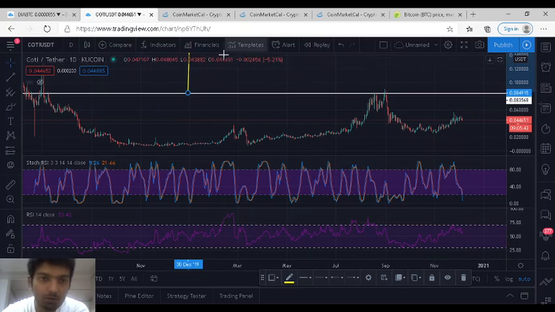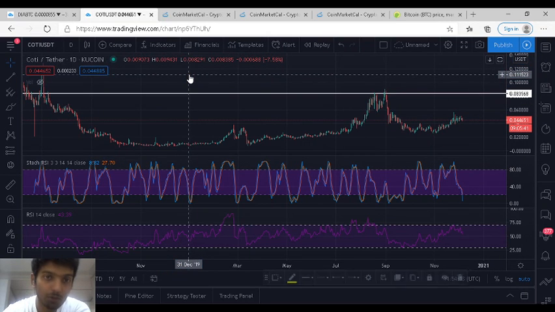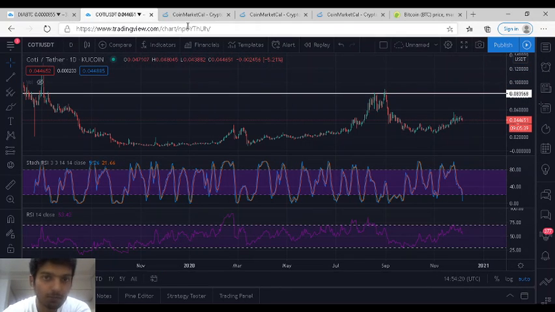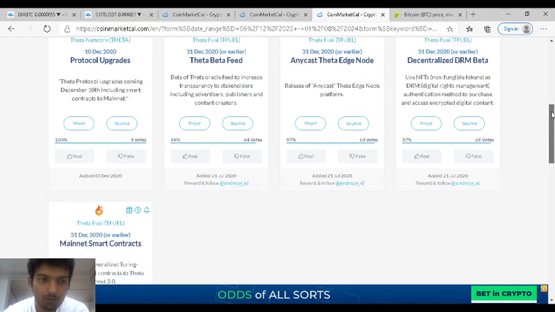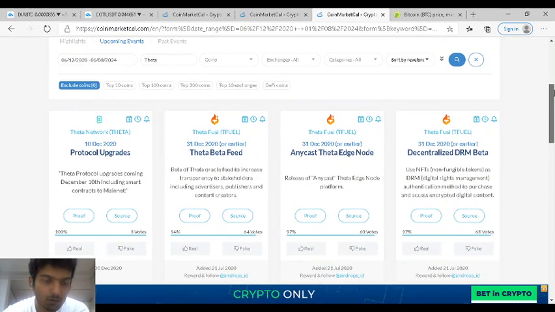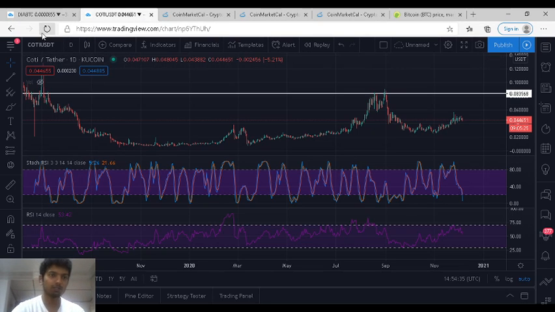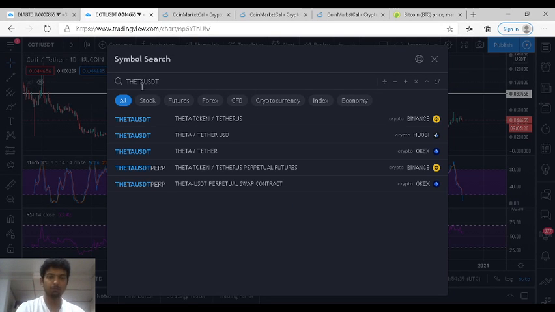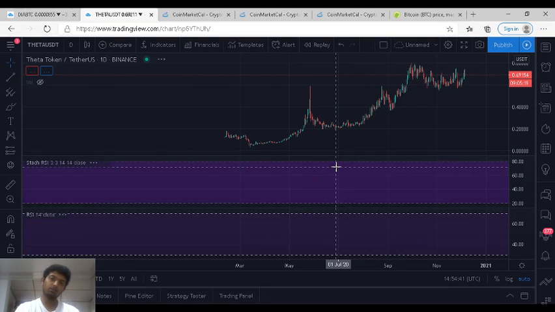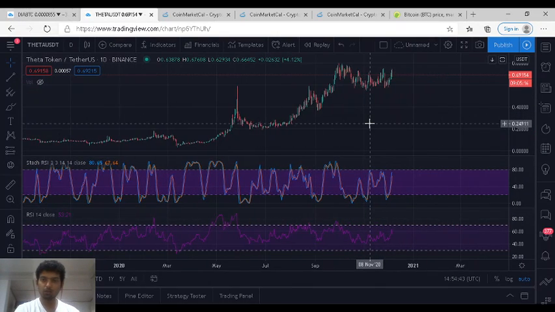So it's a huge trade for December alone. Yeah, and we have a whole lot of news to back it up. We had Theta Protocol upgrades in a couple of days. So let's have a look at a possible trade over here.